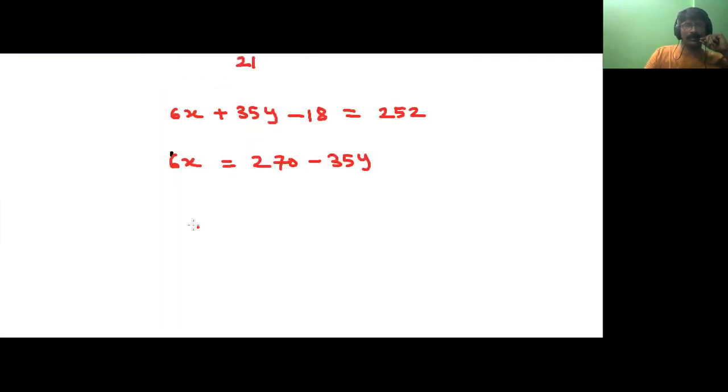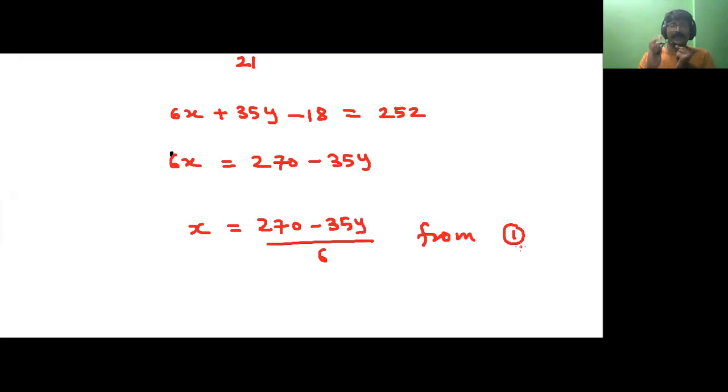So what is the value of x? The value of x will become 270 minus 35y upon 6. This is from equation 1. We got this from 1. Now remember that guys, whatever we've got from equation number 1, we will plug it in equation number 2. One second, hold on. Okay.